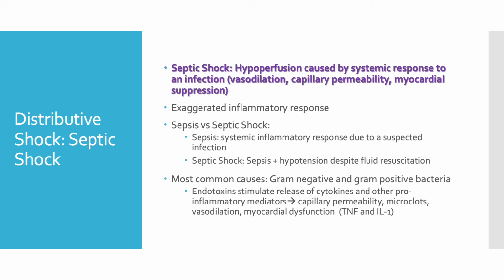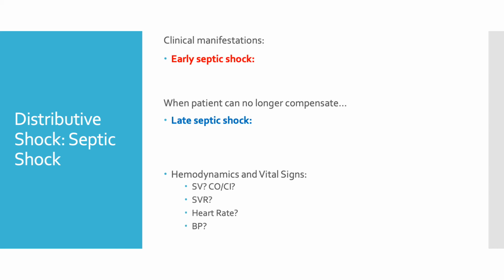So our organs are not getting perfused as well because of microclots and also because of just plain hypoperfusion from shock. So also released is what's called tumor necrosis factor and interleukin-1. And it's theorized that these mediators actually cause myocardial dysfunction. So with septic shock, we have a lot going on. We have vasodilation, capillary permeability, and myocardial suppression. And all of these are going to cause hypoperfusion. So now when we look at this complex patient with septic shock, what might we see?